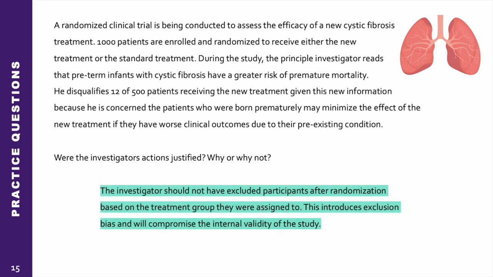The investigators should not have excluded participants after randomization based on the treatment group they were assigned to, because this introduces exclusion bias and will compromise the internal validity of the study. Remember that exclusion bias is a type of selection bias that occurs when subgroups of people are intentionally excluded from the sample after randomization, leading to a systematic difference between the treatment and control groups. Exclusion bias can also be a problem in case control studies if people with a very high or very low rate of prior exposure are excluded from being either cases or controls, but not excluded from both groups equally.